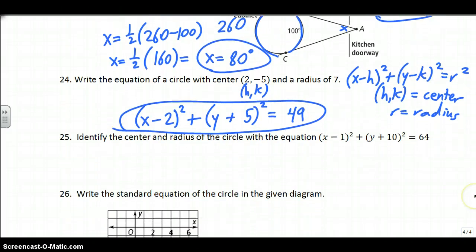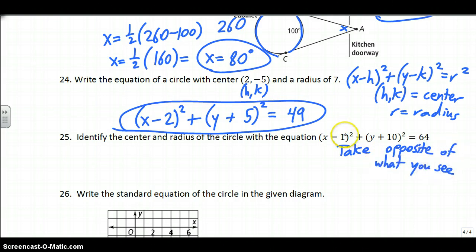25 would go backwards. Here's an equation of a circle. Can we get the center and the radius? Well, let me give you a little tip. Take the opposite of what you see to get the center. Let me repeat that. Take the opposite of what you see for the center. I see a -1, which means my x-coordinate's going to be +1. It's the opposite. I see a +10, which means my y-coordinate's going to be -10.